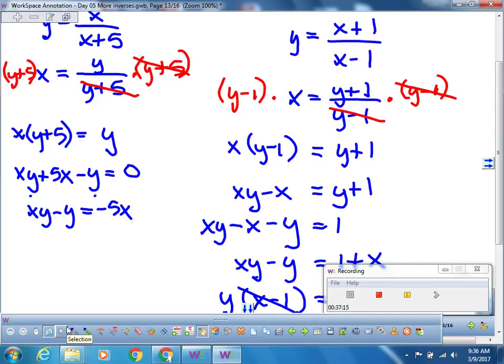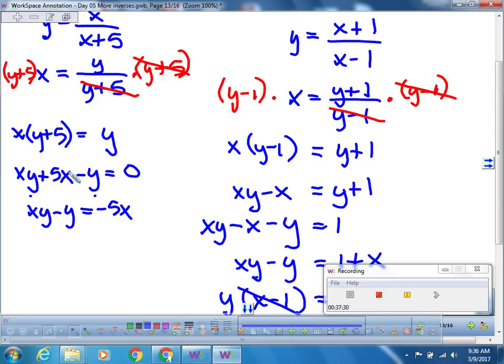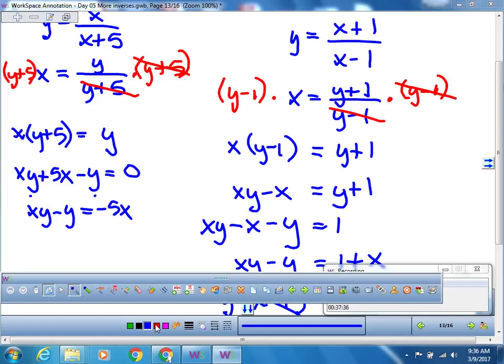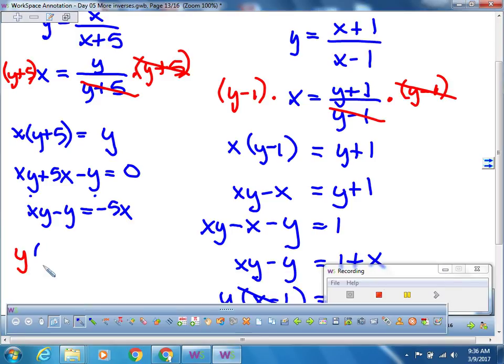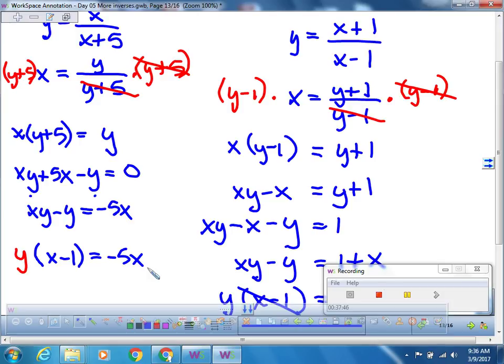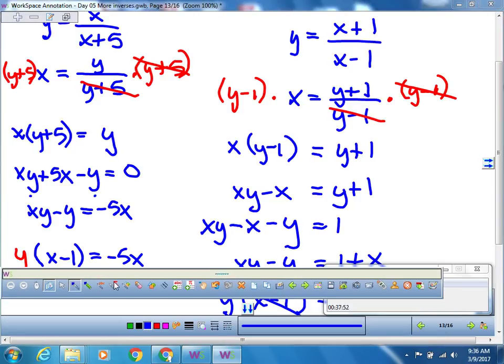Why can't I what? I can't factor out a y from here because this one doesn't have a y. Does it make sense? So since it doesn't have a y, I need to move it. And I understand that this is the most confusing part of this, right? Okay, and so now I take a y out, and I'm left with y times x minus 1 equals negative 5x. And now I'm going to divide both sides by x minus 1 to get y all by itself.